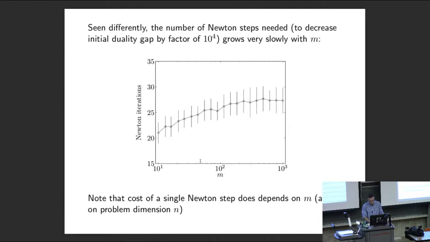Yeah, and this was just another picture for that. This is the number of iterations needed as a function of m to get the duality gap down to some prefixed value, and as a function of m, it's growing very slowly. So we're only paying a very weak cost for having more constraints here.